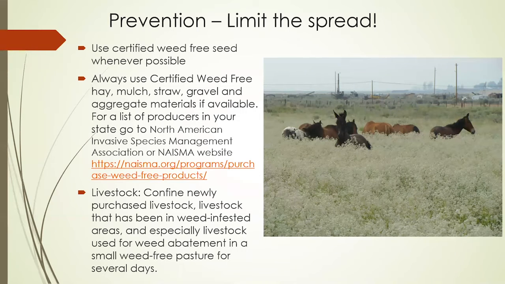But there's also certified weed-free hay, mulch, straw, gravel, aggregate materials. And if you go to the North American Invasive Species Management Association, or NAISMA website, when you click on that first page, it'll show you a map of the United States. And if you click on your state, it will tell you where you can purchase these certified materials.